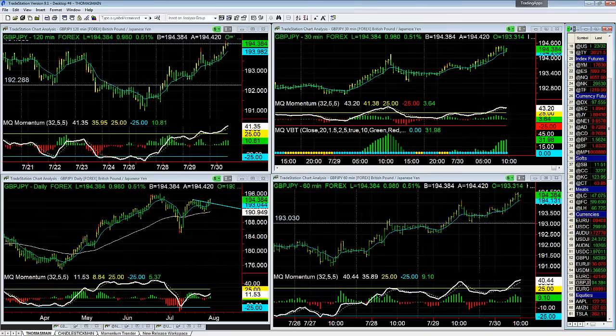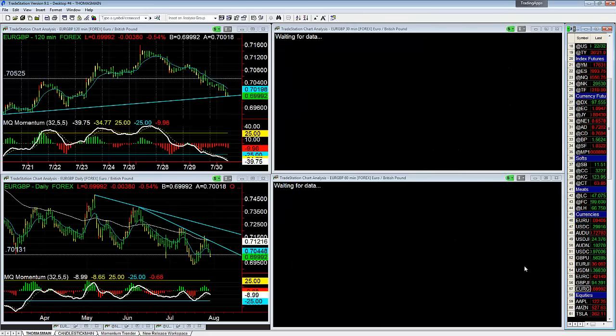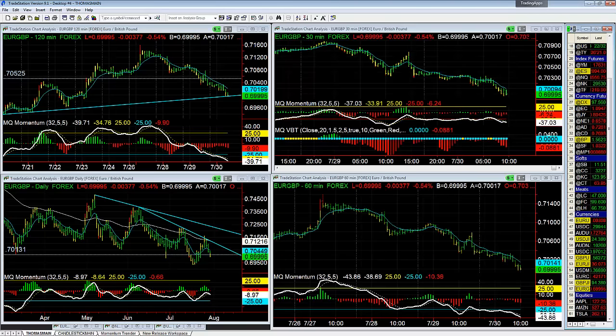Pound yen. Looking bullish. Let it keep climbing. Euro pound, starting to break down again. You're sitting around the top of this trend line. It came down off the head and shoulders yesterday that we talked about. Looks bearish still. Let it continue to sell off.